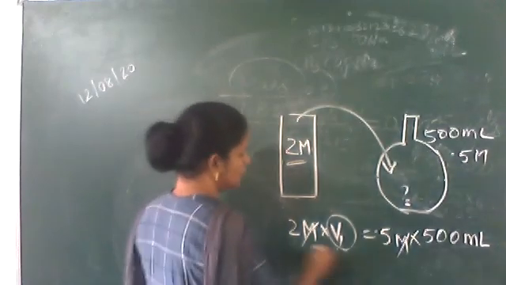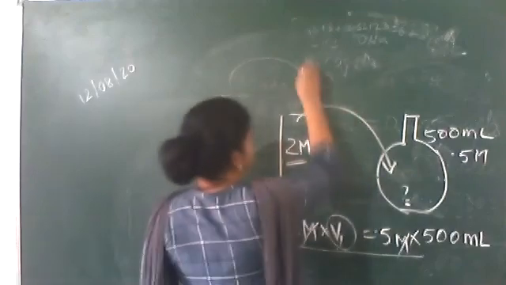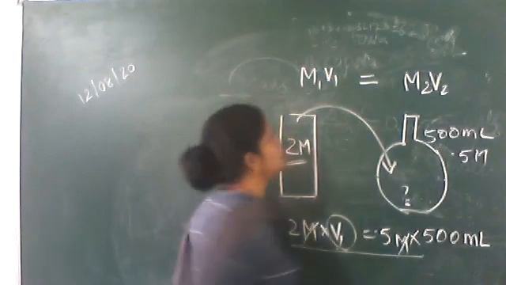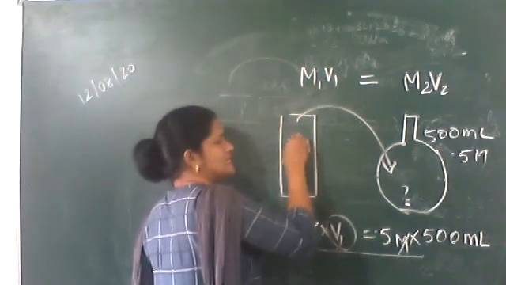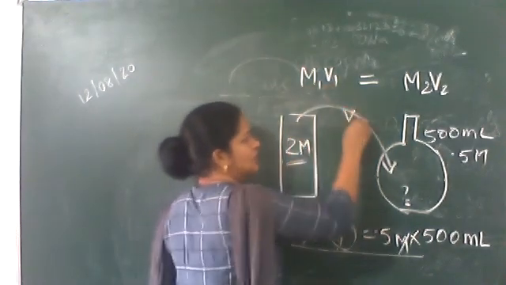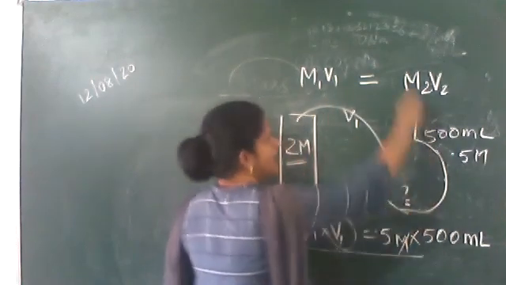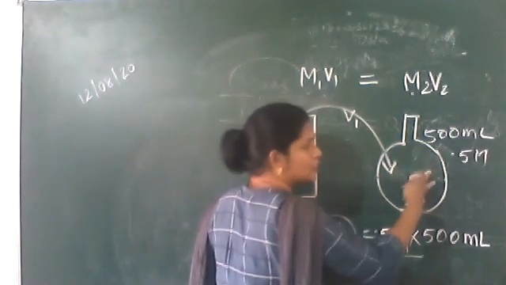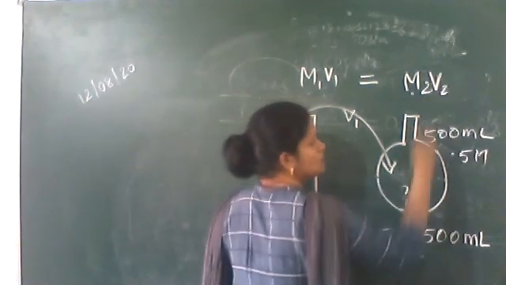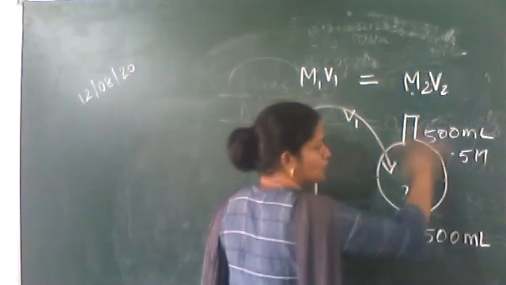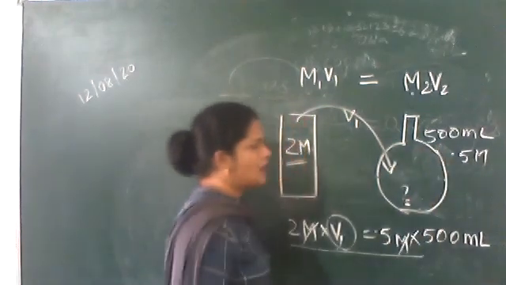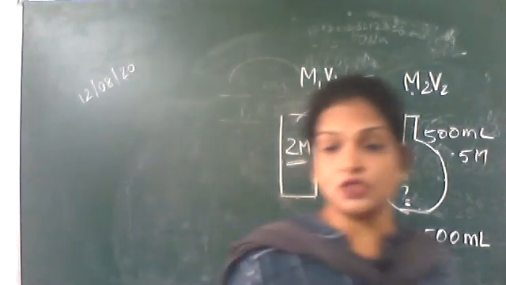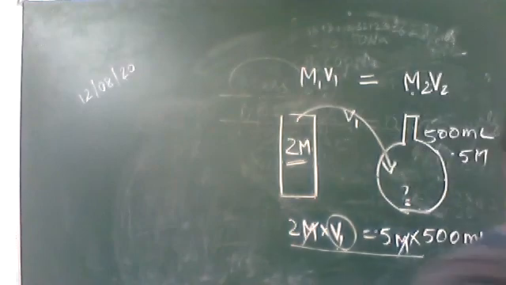So this is called dilution formula, that is M1 V1 is equal to M2 V2. M1 is the higher concentration, V1 is the volume to be transferred, and M2 is the expected concentration of the new solution being made, and V2 is the amount of solution that you want to make. So this is dilution formula, M1 V1 is equal to M2 V2.